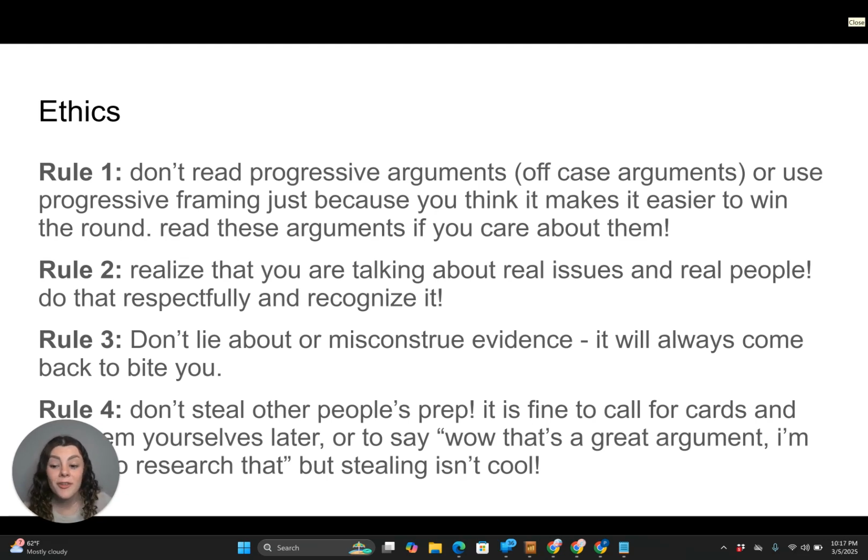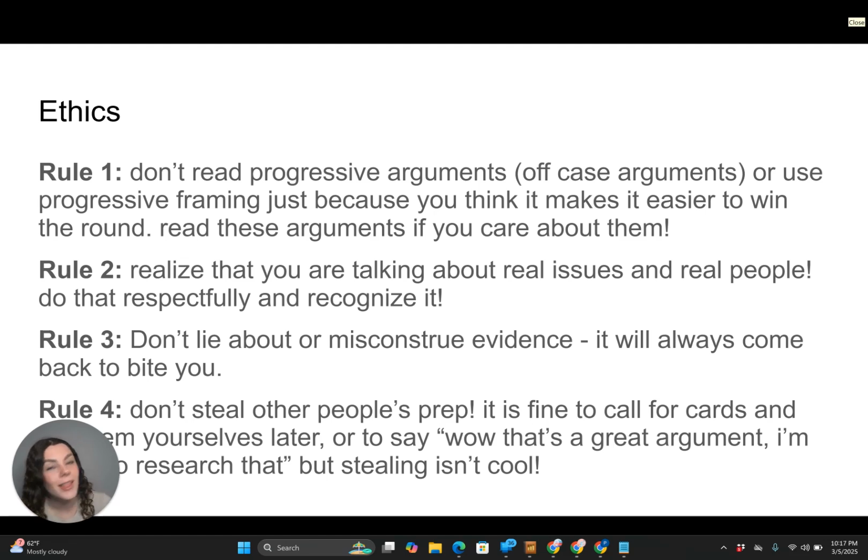Rule number 2, realize you're talking about real issues and real people. One year I had this girl, she was talking about the Holocaust. She made a really insensitive comment in her case, and it did not end well for her. So again, be respectful, recognize that a lot of these ideas that you're going to be debating impact real people, and so just be mindful of that.